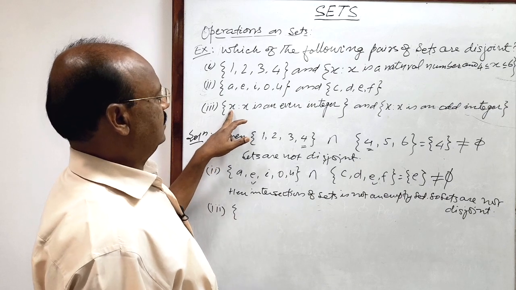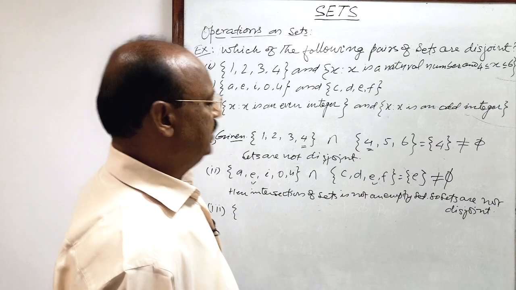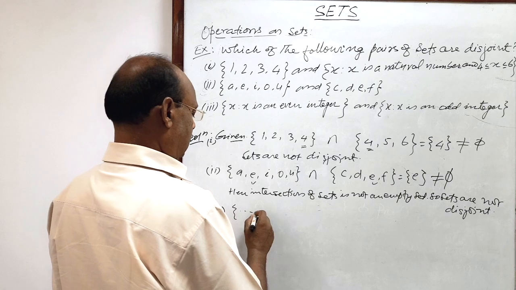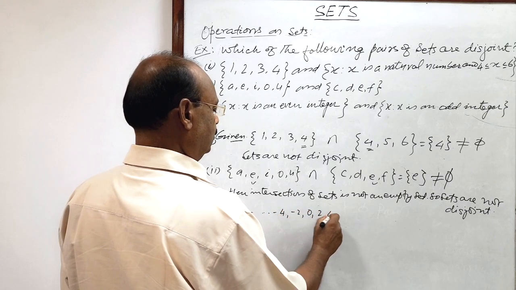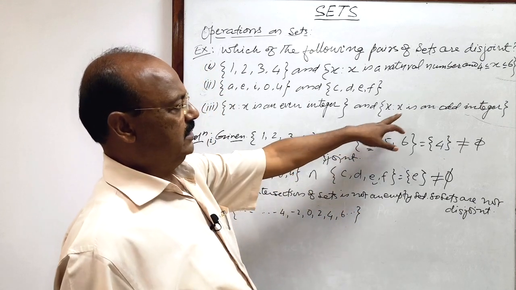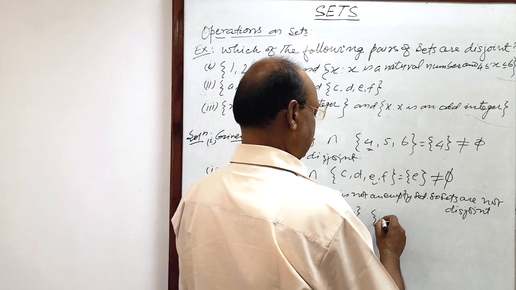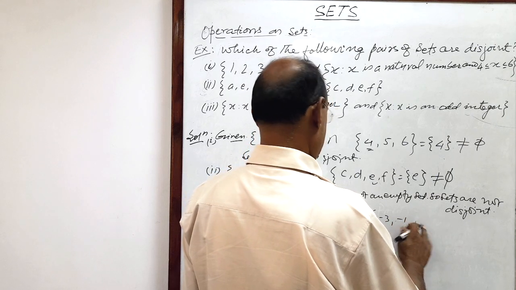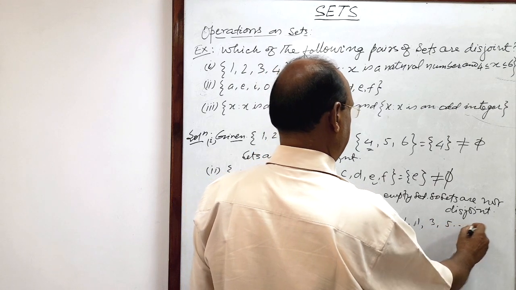And the third part of this question, here are two sets. The first set is x such that x is an even integer. An even integer may be positive as well as negative, like -4, -2, 0, 2, 4, 6, all even integers. And the other set has odd integers, like -3, -1, then +1, +3, +5 and so on.